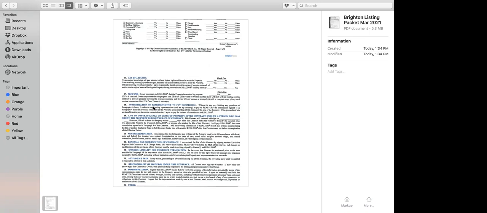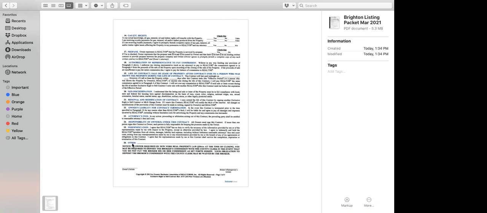I'm going to skip forward just a little bit. See this number 26? You can write here, home to be listed on or before the date that they're going to be ready. So let's say they say they're going to be ready on the 15th. Home to be listed on or before April 15th, 2021. So they can sign it today. And with just putting that language in number 26, that allows you to be able to put the listing in at a later date. Okay?